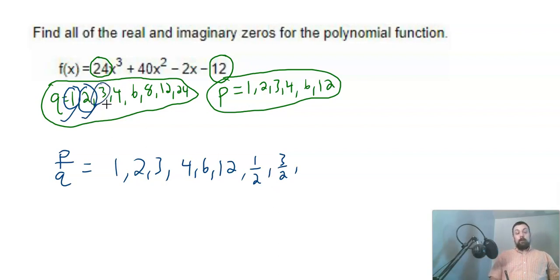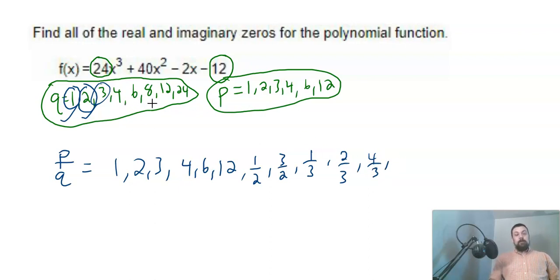Now we move on to Q equals 3. 1 divided by 3 will be 1/3. 2 divided by 3 will be 2/3. 3 divided by 3 is 1, already on my list. 4 divided by 3 is 4/3.